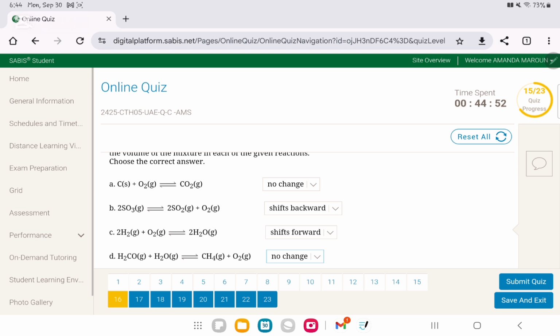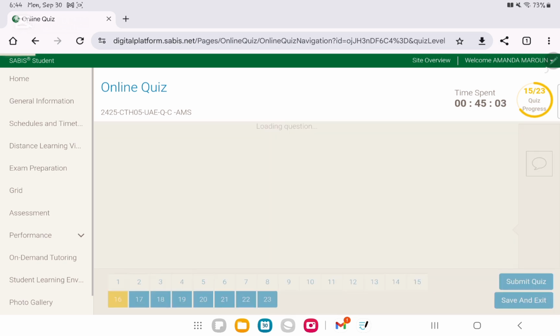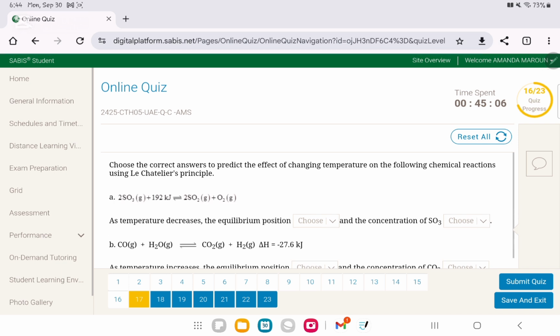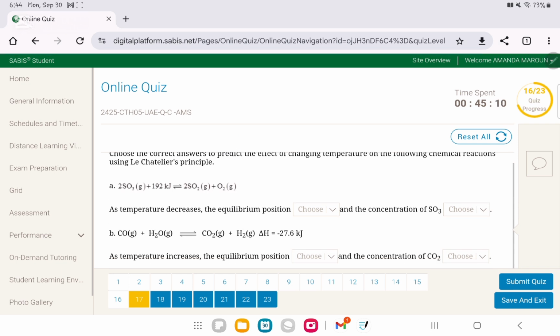No change is when you have the same amount of gases. Shift backwards is when the products will give to the reactants. Shift forward is when the reactants will give to the products. And again, no change is when they are equal amounts of gases. Now, question number 17 is very, very important.